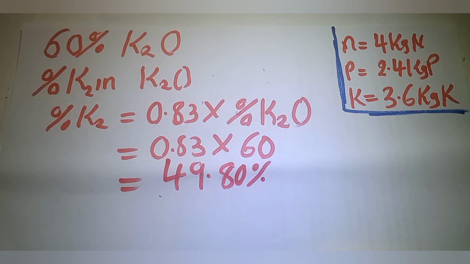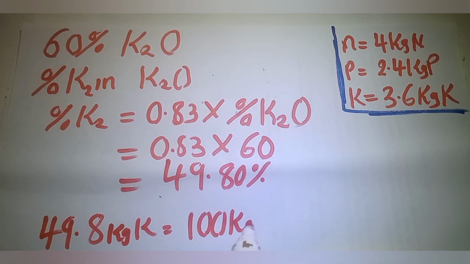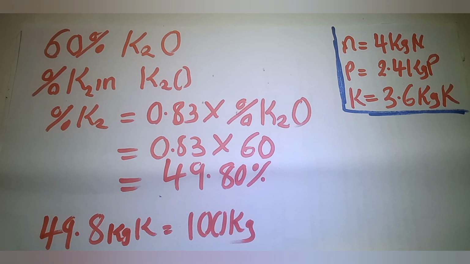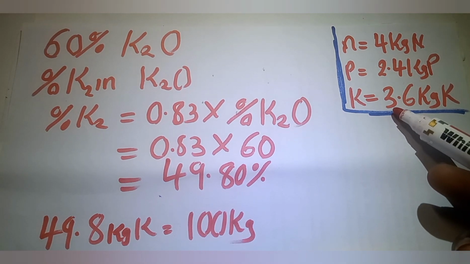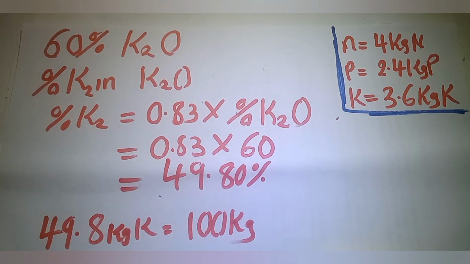Now I have known the percentage of K in this, so I'm going to be equating it to 100 again. So I'm going to be having 49.8 kilogram of K is equal to 100 kilogram. So don't forget our K here. Our K is what? 3.6 kilogram. This is the amount of kilogram of potassium that we are going to be using. So I want to get the amount that we are going to be using out of this 49.8 kilogram of K. How many kilogram am I going to be using? That's what I want to calculate.